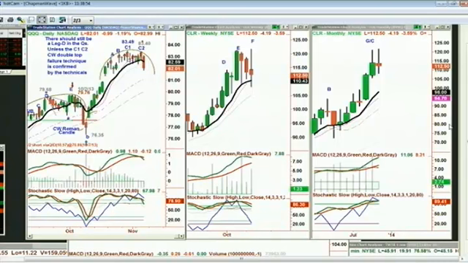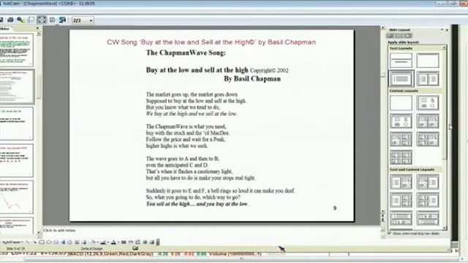Here's the Chapman Wave song, buy at the low and sell at the high. It's my original song, copyright 2002. It was actually written before that. The market goes up, the market goes down, supposed to buy at the low and sell at the high. Snap, snap. But you know what we tend to do? We buy at the high and we sell at the low. Chapman Wave is what you need. You buy with the Stoke and the Olmec deed.